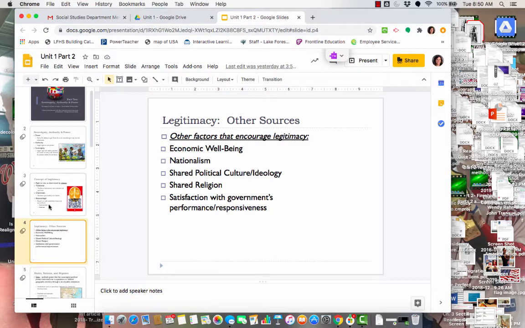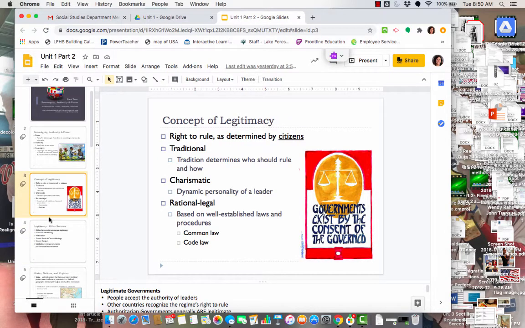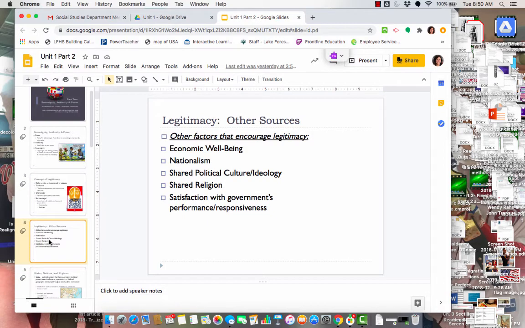Okay, so besides traditional, charismatic, and rational legal legitimacy, governments can get legitimacy from other sources. So remember, legitimacy is basically you respect the government's right to rule. Okay, so things that help governments achieve legitimacy would be if the economy is doing well, a sense of nationalism or pride in your nation, a shared political culture or political ideology. Don't worry if you don't know what those things are, we'll get to them. Shared religion, and satisfaction with the government's performance and responsiveness to the people. So these are all things that can encourage a government to be legitimate.